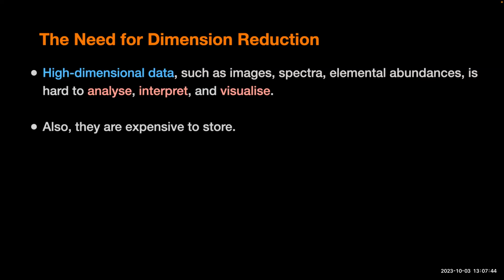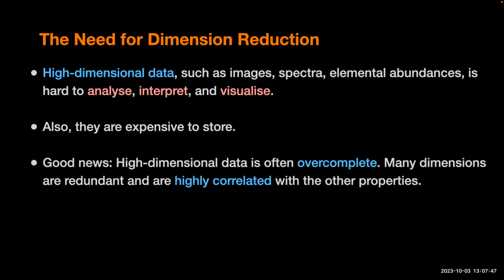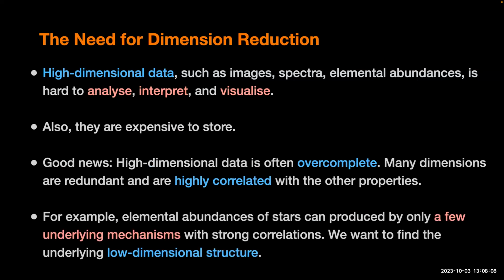First, of course, they are quite expensive to store. So if you compress that, then you save some of the storage. And one of the good news, especially in astronomy, is that most of the dimensions that we have are overcomplete. What this means is that most of the pixels are highly correlated, or your properties are highly correlated. And that is just born out from the fact that astrophysics is very simple.